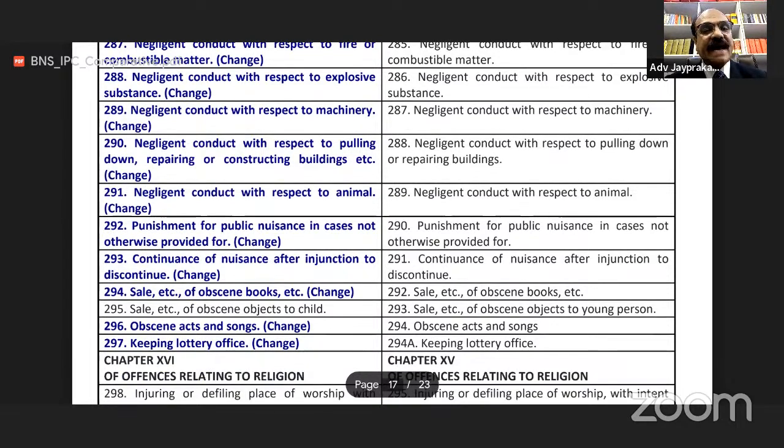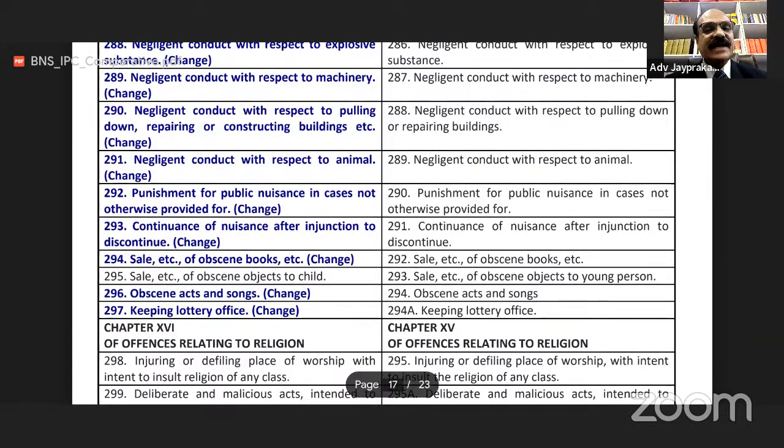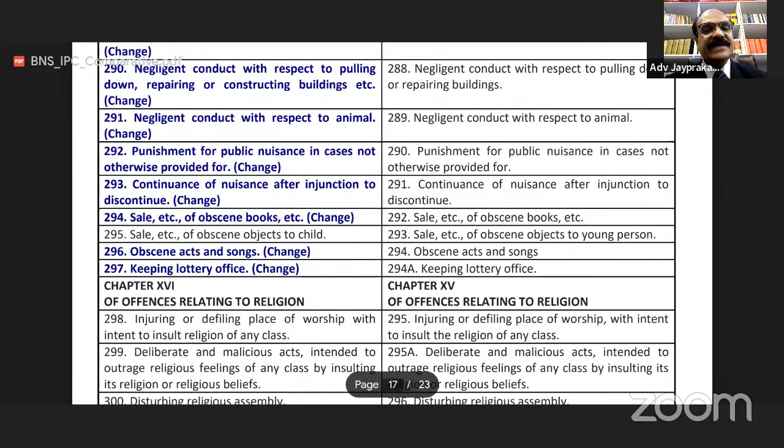BNS section 289, negligent conduct with respect to machinery. Its corresponding section was in IPC 287. BNS section 290, negligent conduct with respect to pulling down, repairing or constructing buildings, etc. Its corresponding section was in IPC 288. BNS section 291, negligent conduct with respect to animal. Its corresponding section in IPC was 289.